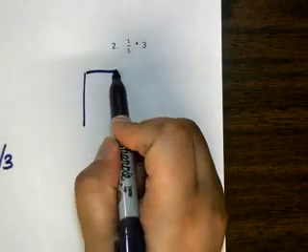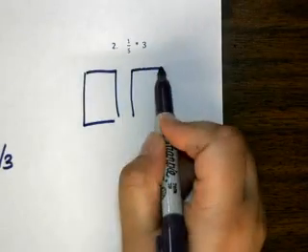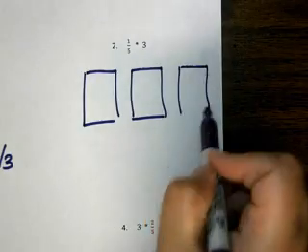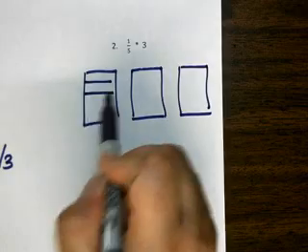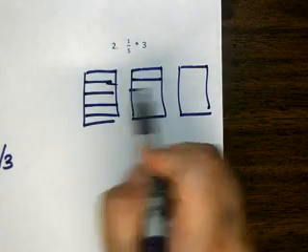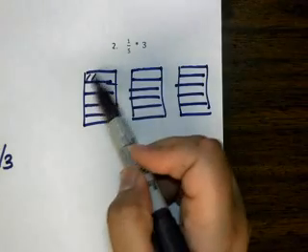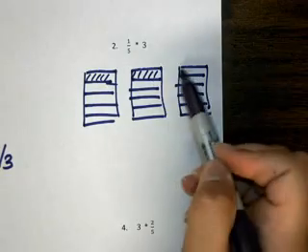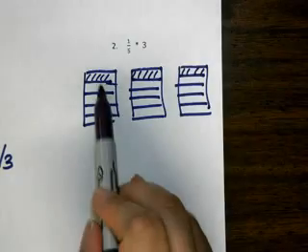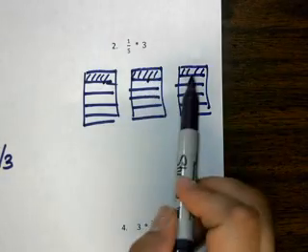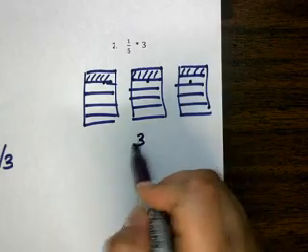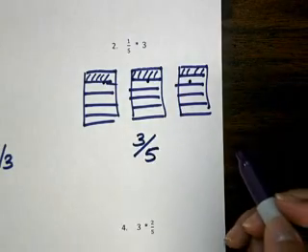Okay, the next one, 1/5 of 3. Well, here we go. Now I'm going to take 3 unit boxes. Each unit box is going to be broken into 5 pieces. And I want 1/5 of each box. So I'm saying 1/5 plus 1/5 plus 1/5 is 3/5.